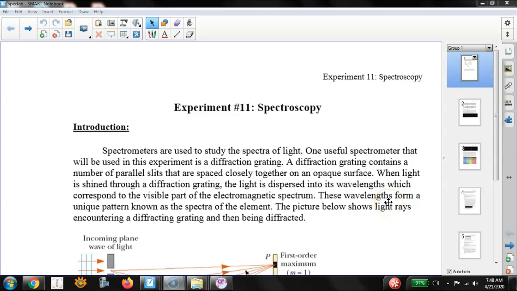Welcome. Today's physics experiment is going to be on spectroscopy. You can follow along in your lab manual. We're basically going to be doing the exact procedure in your lab manual for this online version of the lab.